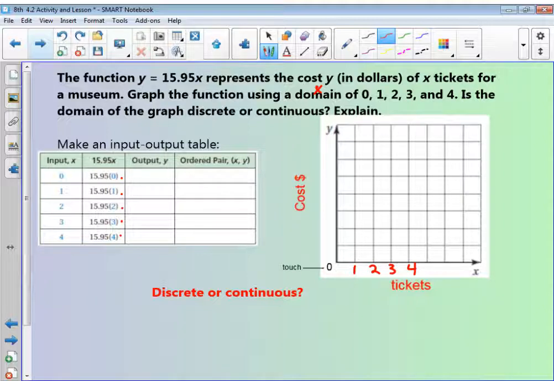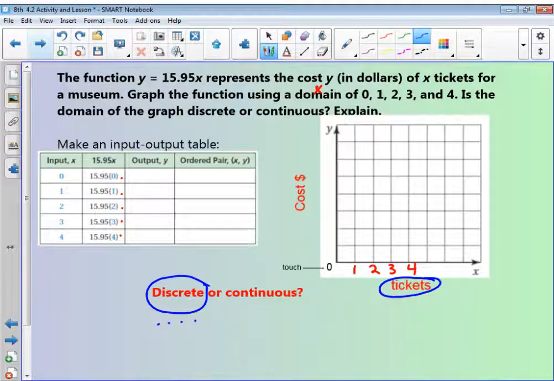So my first question is, let's determine if when we graph this, it's going to be discrete or continuous. So the question that I always ask myself, can I buy a partial of one of my X's? So can I buy a part of a ticket? No, I can't. So that means that it is going to be discrete. I can only do the exact numbers that are stated there. So I am not going to use a line. I am going to do dots.